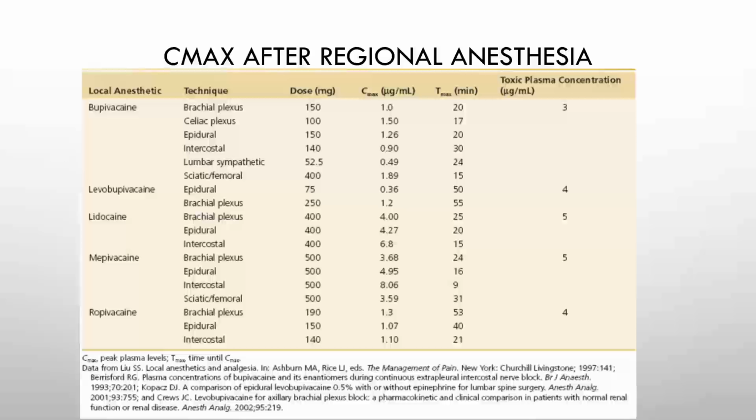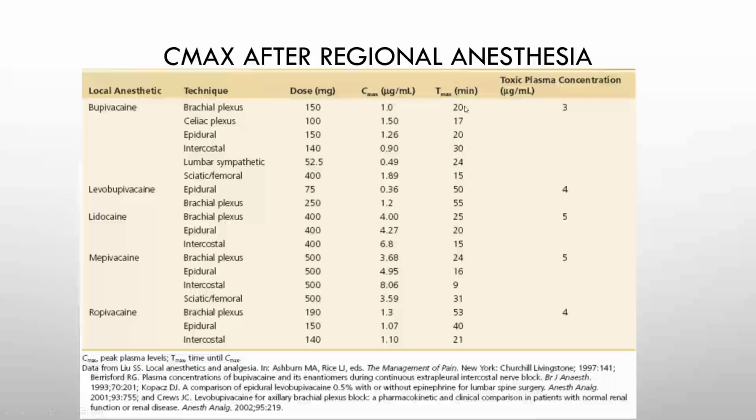Here you can see the Cmax and the Tmax of injection of specific doses of local anesthetic at specific sites. So here you can look at the bupivacaine, 150 milligram given. You can see the average Tmax, the time it takes to get the maximum plasma concentration: 20 minutes, 17, 20, 30, 24, less than 30 minutes. Now here, if you give 400 milligram in femoral or sciatic, you get 15 minutes for Tmax, but that's kind of a little bit on the high side.